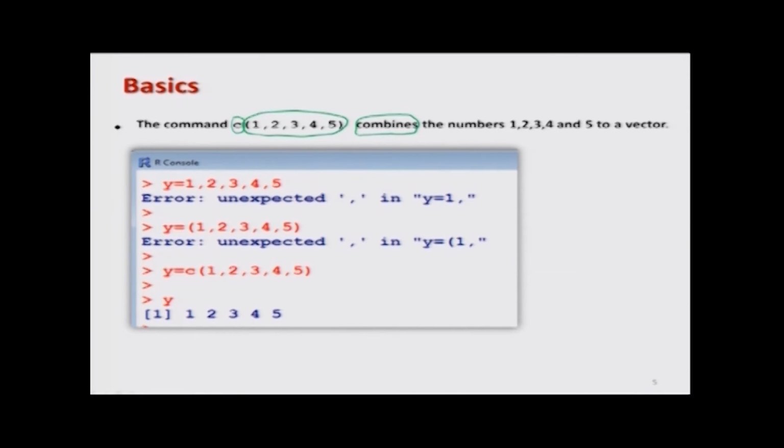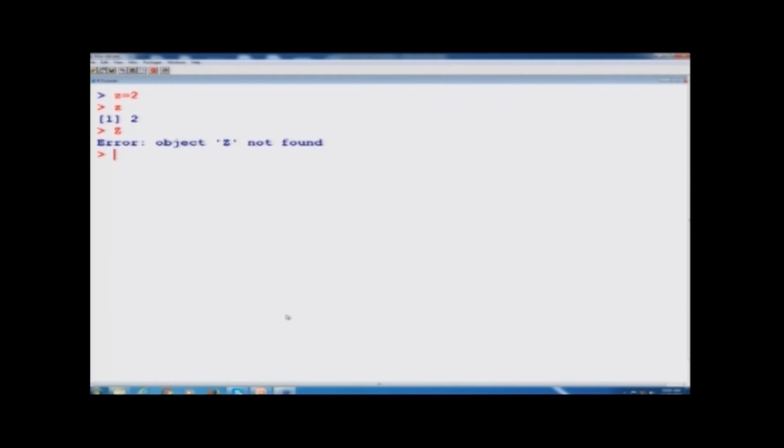In order to understand, first we try to do something without using c. You can see I have taken an example where I define y as 1, 2, 3, 4, 5. I write y equal to 1, 2, 3, 4 and 5, and I am not getting a result, but an error saying that an unexpected comma is found in y equal to 1. So that is not working.